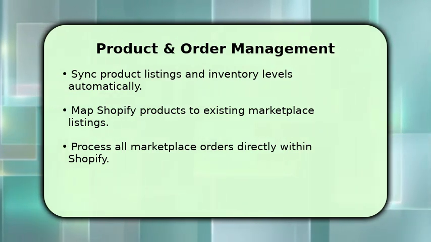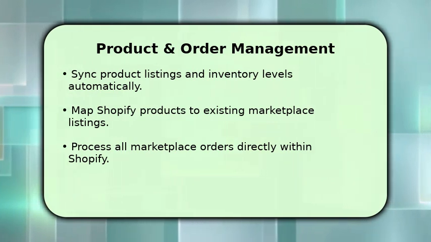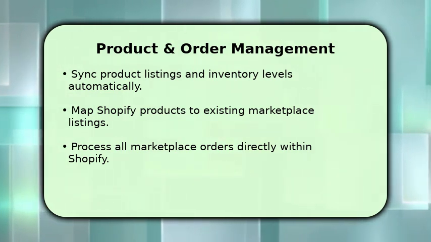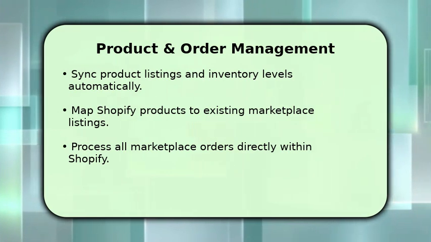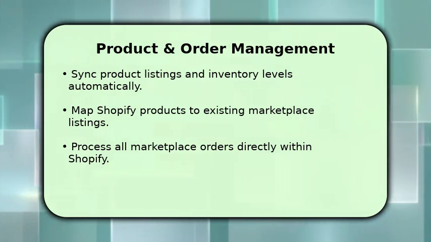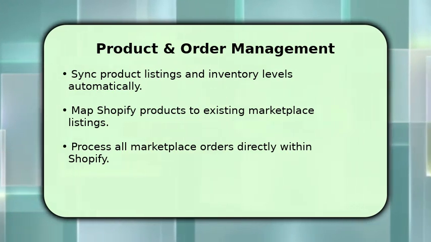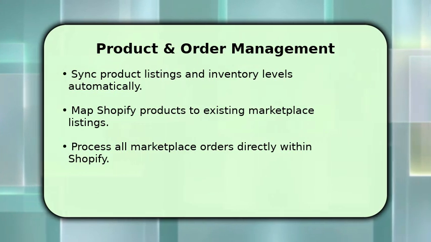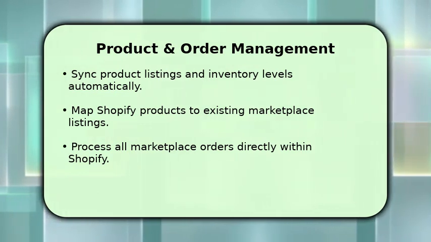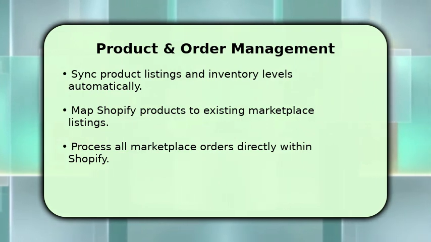Shopify Marketplace Connect automatically syncs your product listings and inventory levels, preventing overselling. You can easily map your Shopify products to existing listings on Amazon or eBay, or create new ones. All orders from your connected marketplaces will appear in your Shopify admin, allowing for centralized fulfillment and tracking. This unified approach simplifies your daily operations significantly.